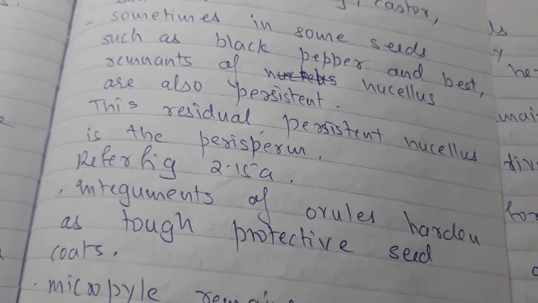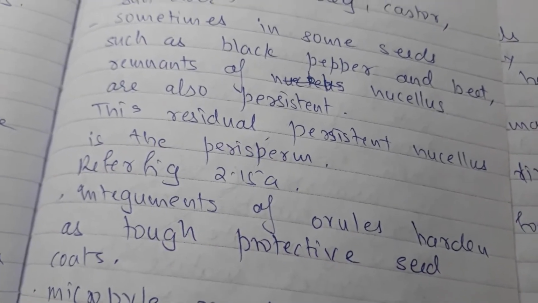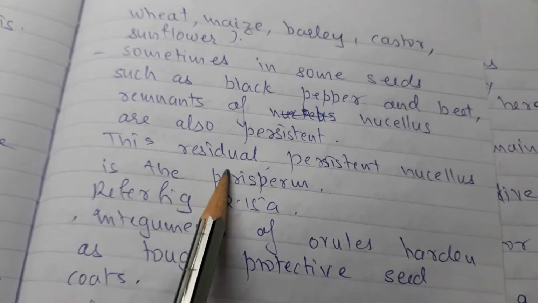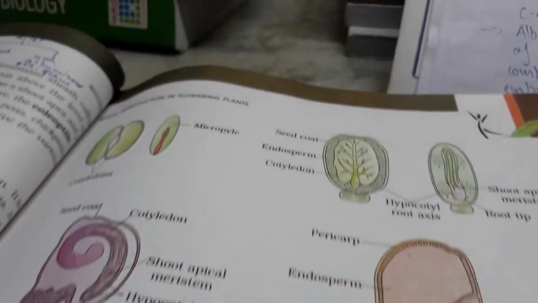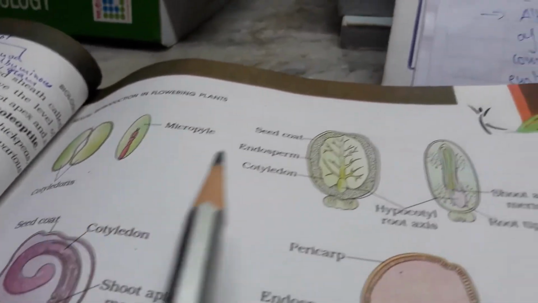This residual persistent nucellus is called perisperm. Figure number 2.15a. Here we have seen them. Correct?